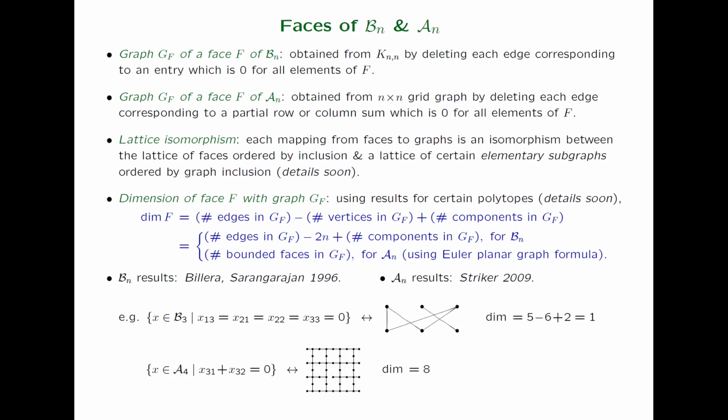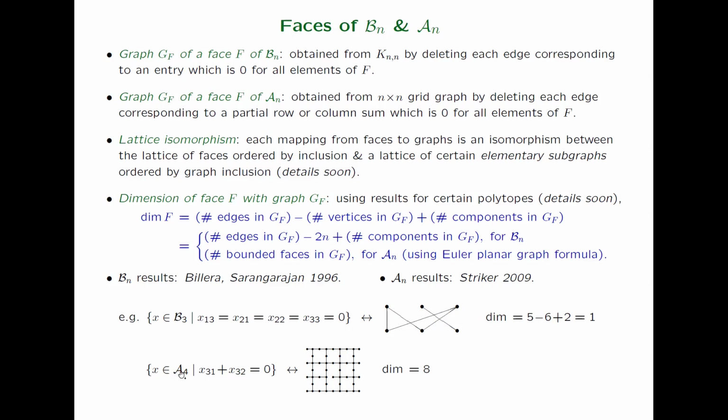So that means that the corresponding 4 edges of the complete graph get deleted. So instead of 9 edges here, I'm now left with just 5 edges. You can see that there's a cycle here formed by this, and this. So that's one component, and then there's another component there. So using this formula here, the dimension of this face would be the number of edges, which is 5, minus the number of vertices, which is 6, plus the number of components, which is 2, which gives me 1. So this is a one-dimensional face.